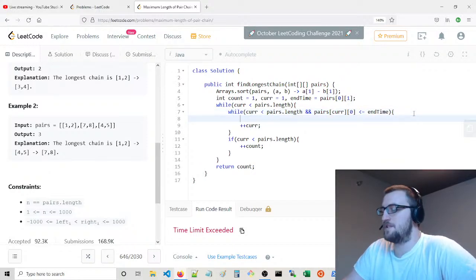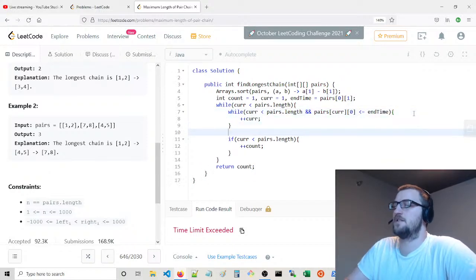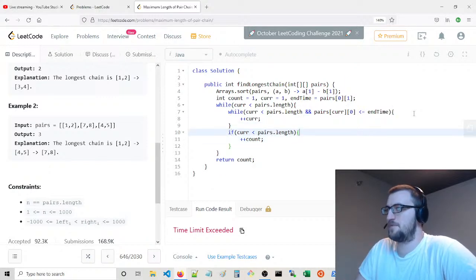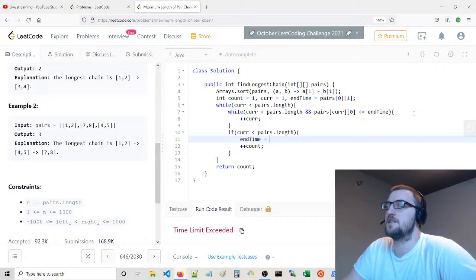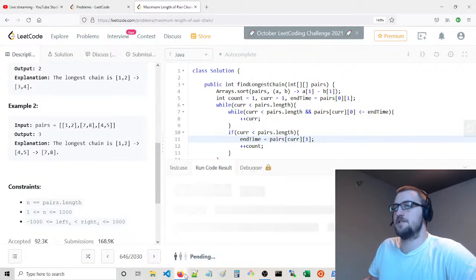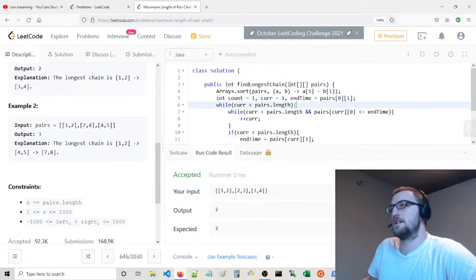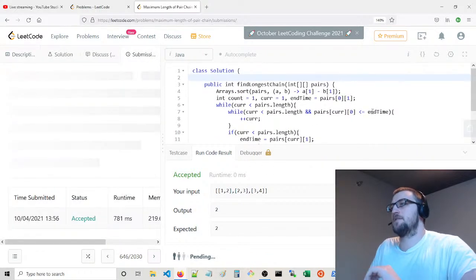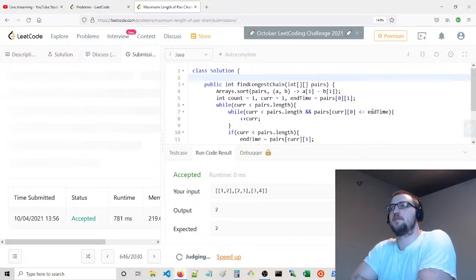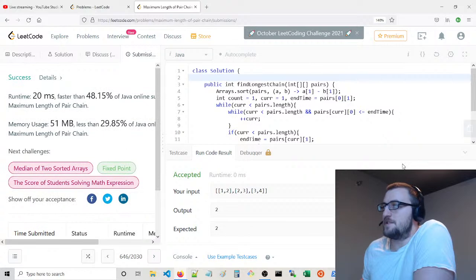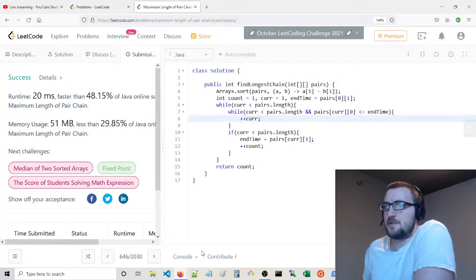And we're going to say end time. Yeah, increment the count and set the end time, update the end time to the pairs of current of 1. Something like this, I don't know. Okay. Let's go for it. See how we do. All right, so that's the right answer. Really awkward way of coding it though.